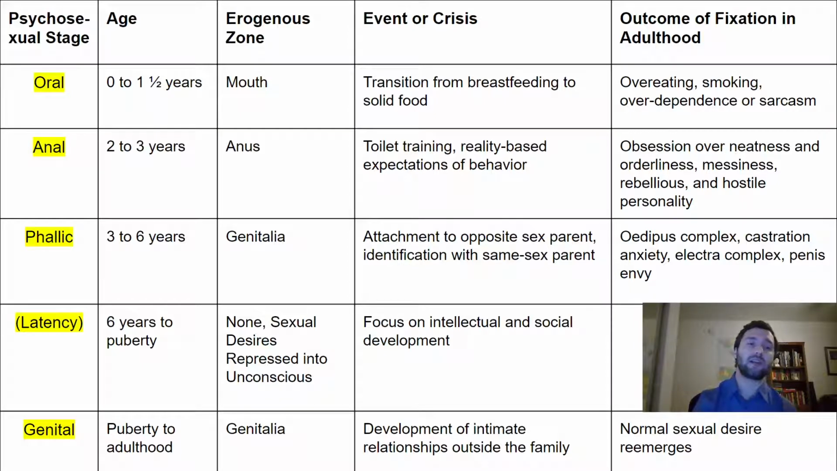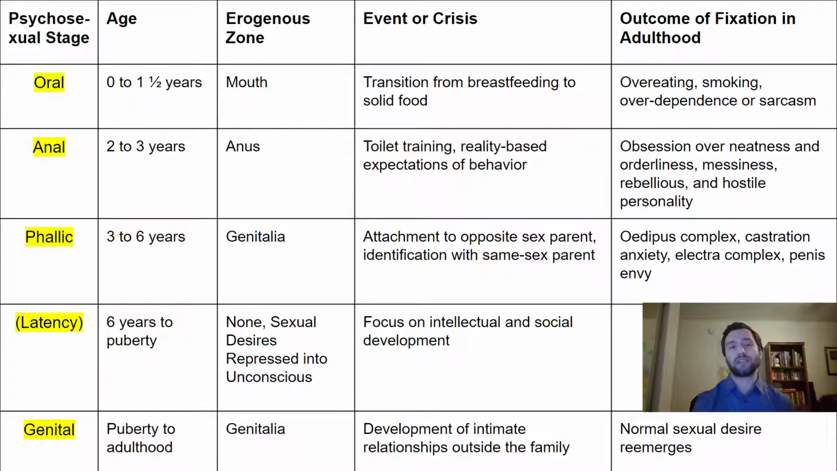Our next stage is the phallic stage, which is from ages 3 to 6. The erogenous zone is the genitals. Our event or crisis is the attachment to the opposite sex parent, and we'll talk about this a little more specifically later, as well as identification with the same sex parent. If we did not successfully transition out of here, we could create what's called an Oedipus complex or an Electra complex, which is basically the male versus female side, castration anxiety, or penis envy. And we'll talk about those later as well.